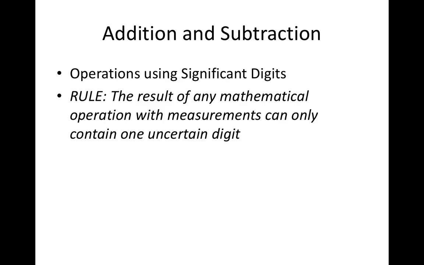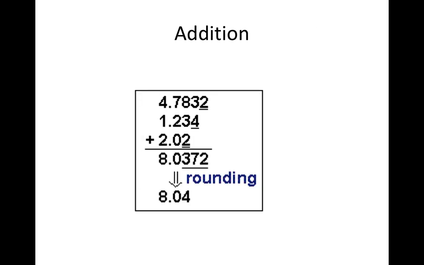Okay, adding and subtracting. Operations using significant digits. Rule: The result of any mathematical operation with measurements can only contain one uncertain digit. So for example, if you're adding these three numbers, your answer ends up having three uncertain digits.